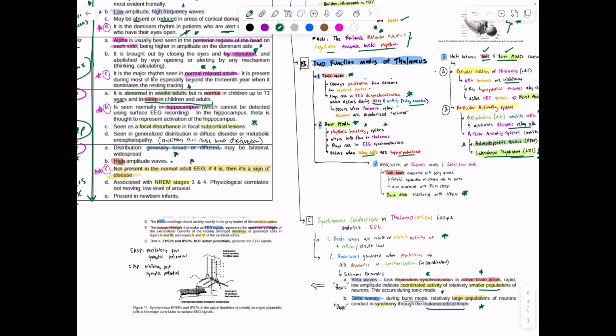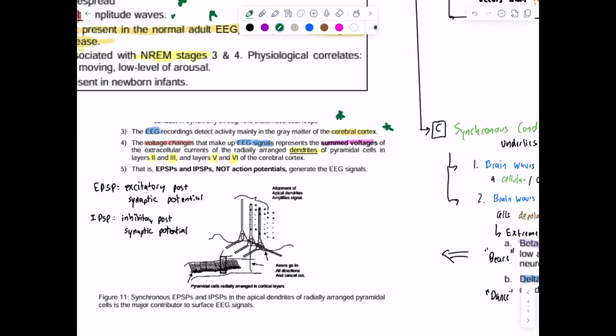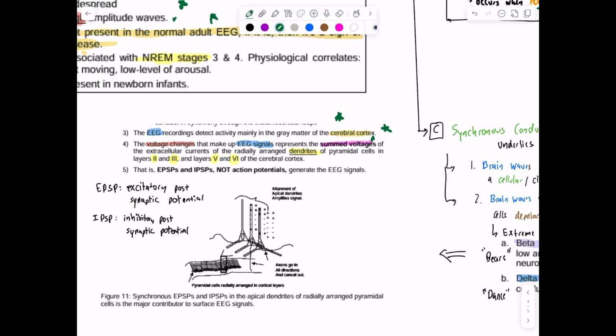But the EEGs mainly detect activity in the gray matter of the cortex, and the voltage changes are actually the sum of voltages acting on pyramidal cells of the cortex, layers 2, 3, 5, and 6. Do you need to know that level of information? No, just know that it's the sum of the voltages as a result of the sum of these action potentials acting on the neurons. And so that would be the EPSP and IPSP, the excitatory postsynaptic potential and inhibitory postsynaptic potential. Just think of it as the summation of the action potentials being measured, not the action potentials themselves, it's the summation.